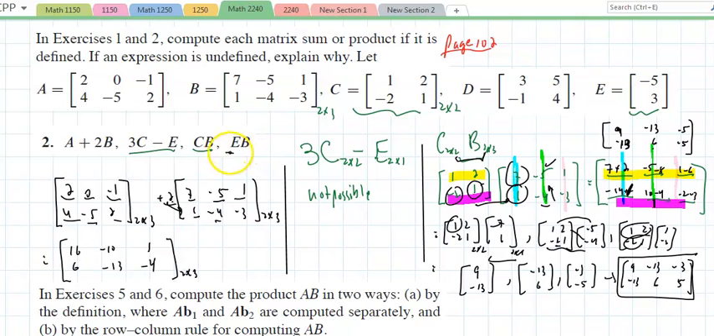And I did want to mention EB. E is 2 by 1, B is 2 by 3. So if I take E, which is 2 by 1, B, which is 2 by 3, those don't match. This is not possible.